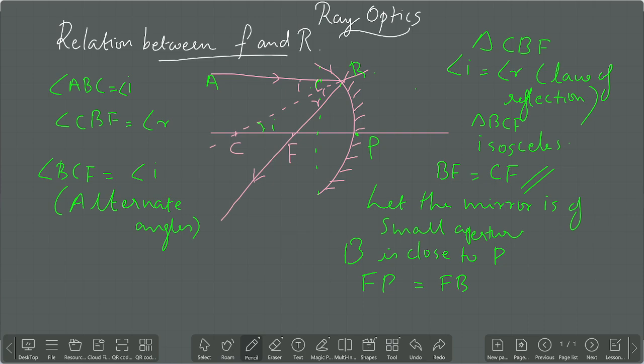So what did we do? We are considering the aperture is very small, so that B is very close to P. That means this FP is almost equal to what? FB. Because where is B? B is very close to P. Okay. So this result is small, correct. Okay. Now what is next?